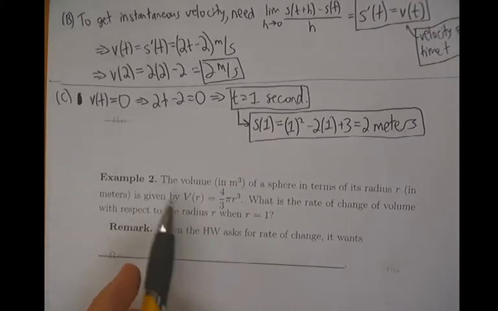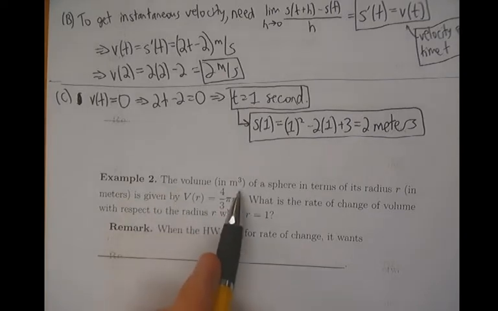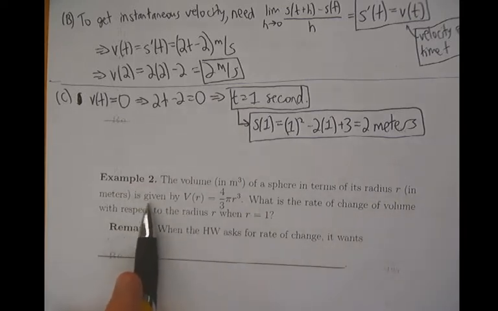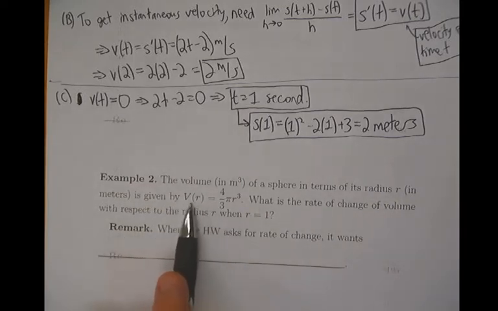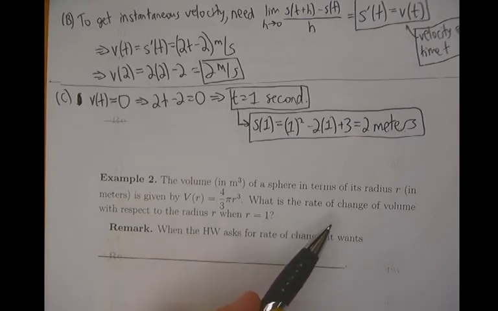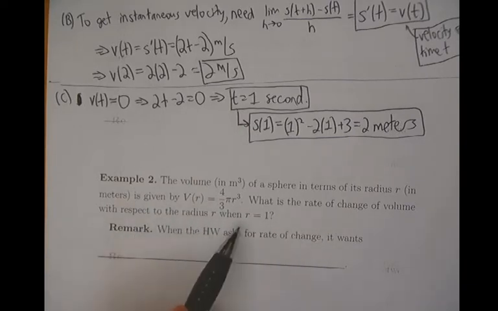So if you recall from high school geometry, the volume, in this case cubic meters, of a sphere in terms of its radius r in meters is given by V equals 4/3 pi r cubed. So the goal now is we need to figure out the rate of change of the volume with respect to the radius r when r equals 1.